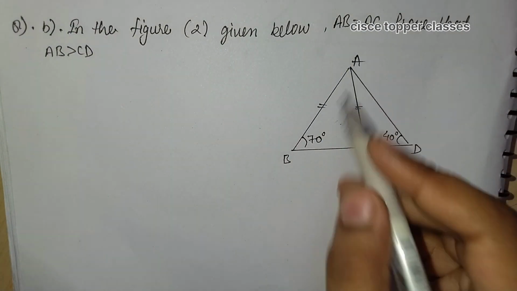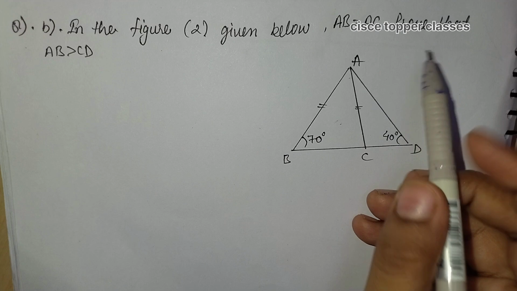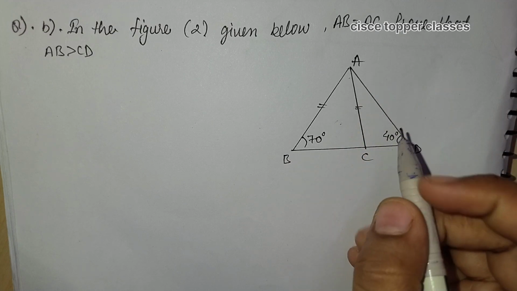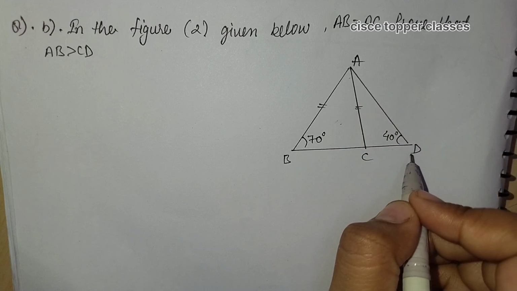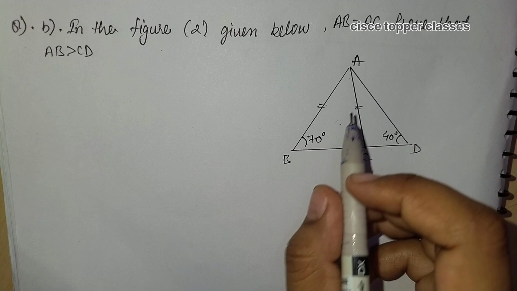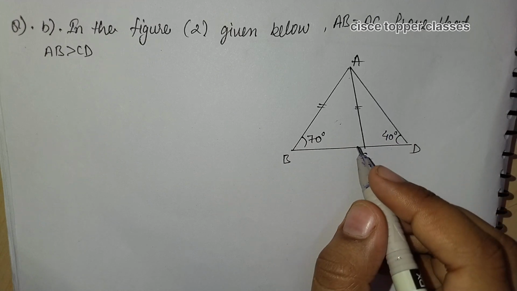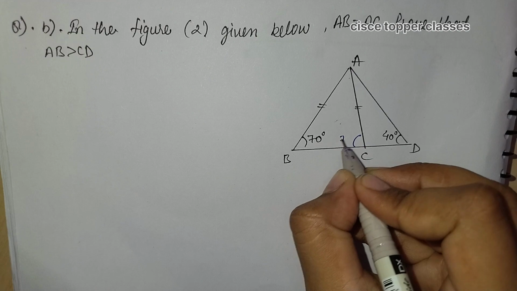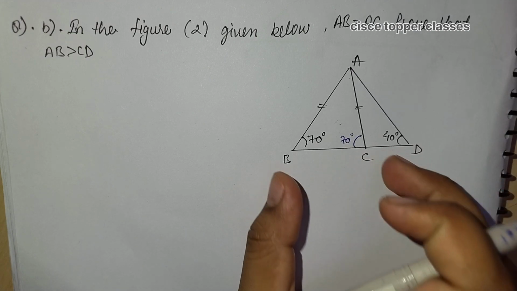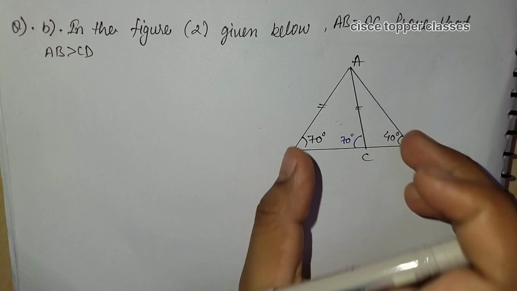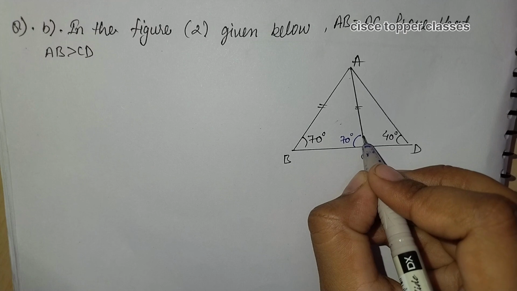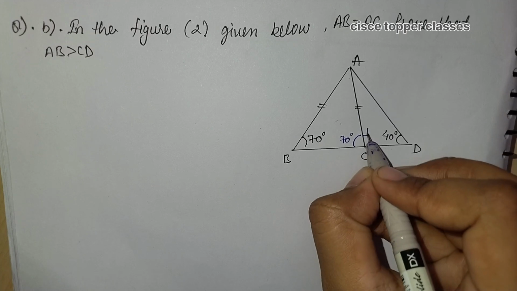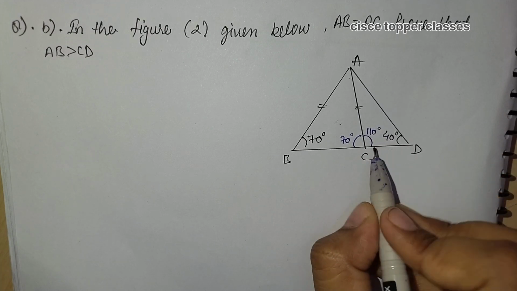Here in this figure, AB is equal to AC. We have to prove that AB is greater than CD. So to prove this, we can find the value of angle here firstly. Because this side and this side are equal, we can simply say that this is also 70 degree, because the opposite angles of equal opposite sides will be same. And here we will get 180 minus 70 as 110 degree.